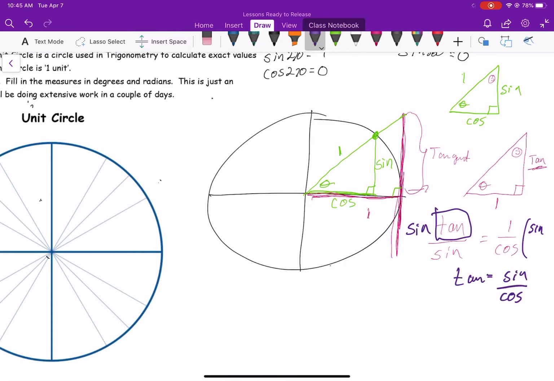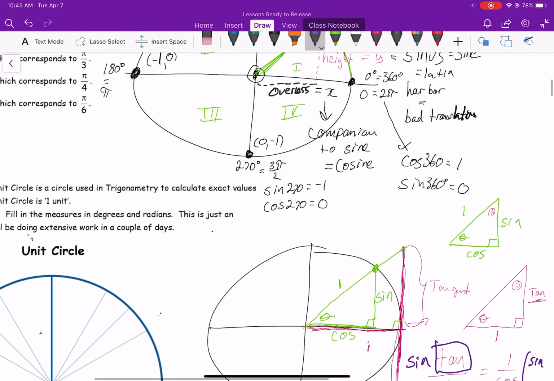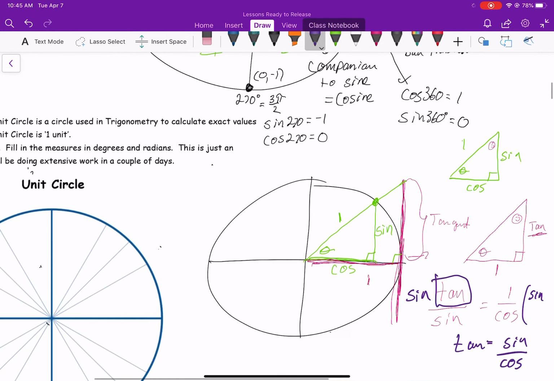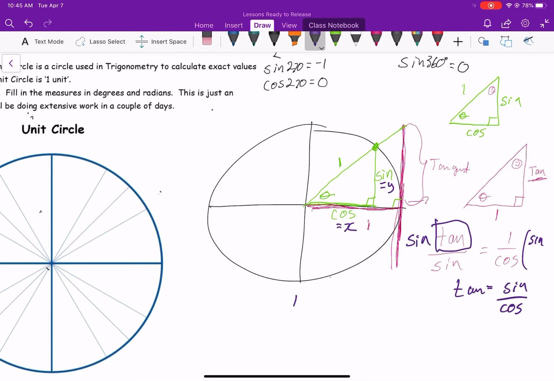If we take that back to over here, we remembered that sine was your y-coordinate, cosine was your x-coordinate. So I now know that tangent equals sine over cosine. It also equals, on our unit circle, when our radius is 1, the y-coordinate over x.